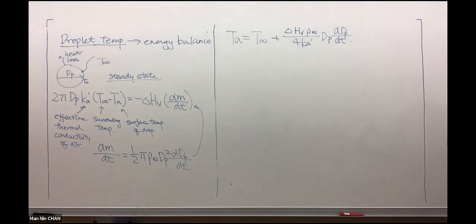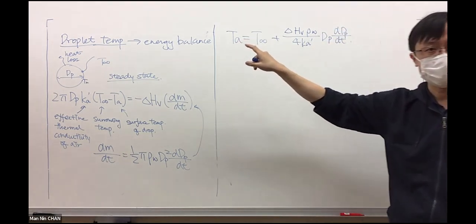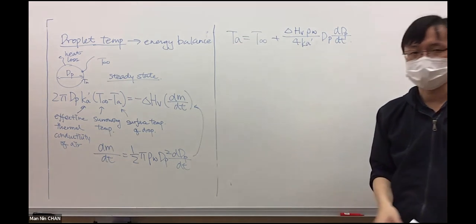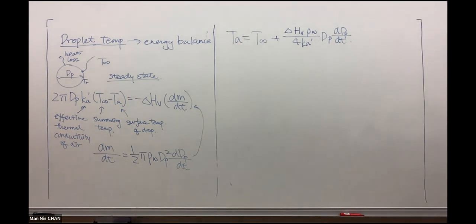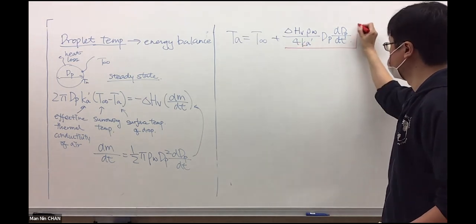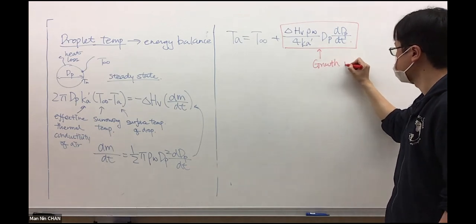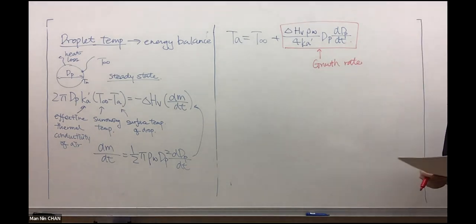Of course, you can see that depending on the growth rate, your temperature can change. So the surface temperature of your droplet can change. But usually it turns out that people find that these terms are somehow related to the growth rate, because you have this dP over dt. So this is the growth rate of the droplet under the typical condition.